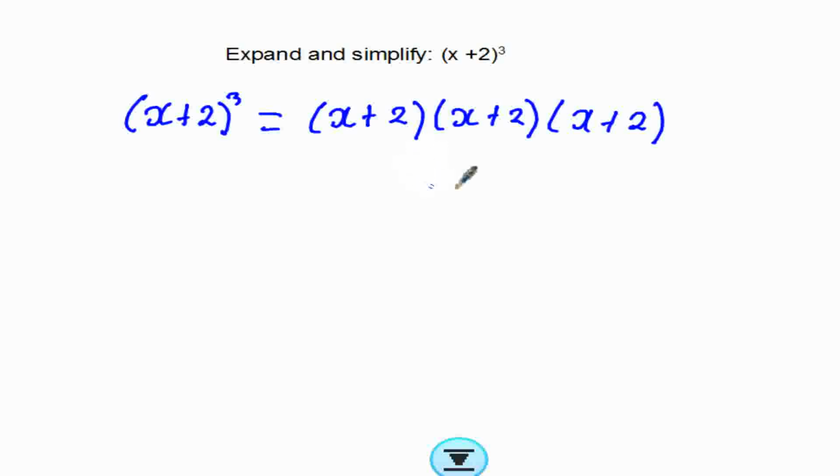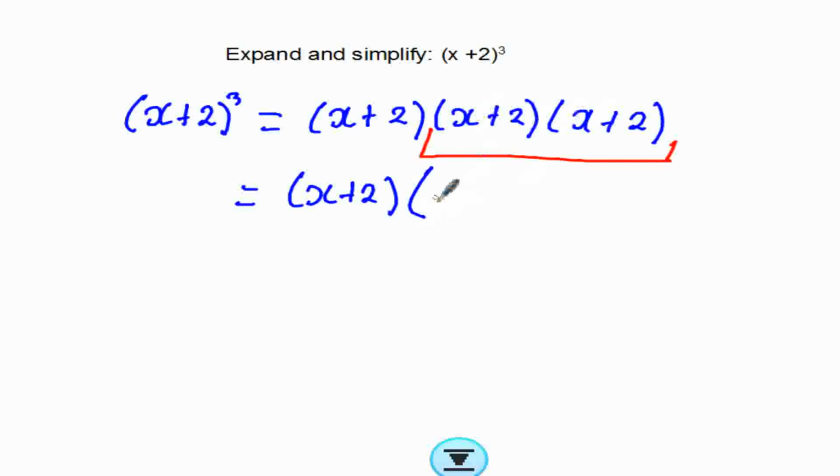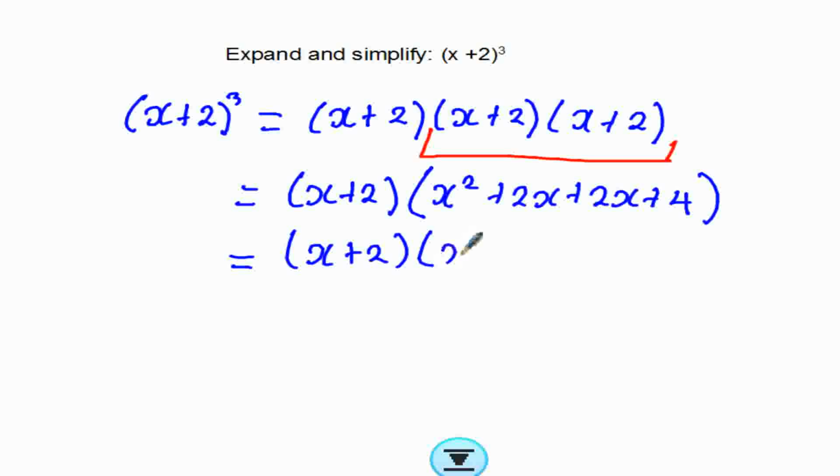Now in this case it's up to you, either first expand the last 2 brackets or first expand the first 2 brackets. For our case, let's first deal with the last 2 brackets. Now those last 2 brackets will give us, let's first write the first bracket, then the last 2 brackets will be this times that x squared, this times that plus 2x, then 2 times x plus 2x, 2 times 2 plus 4. I can simplify x plus 2x into x squared plus 4x, then plus 4.